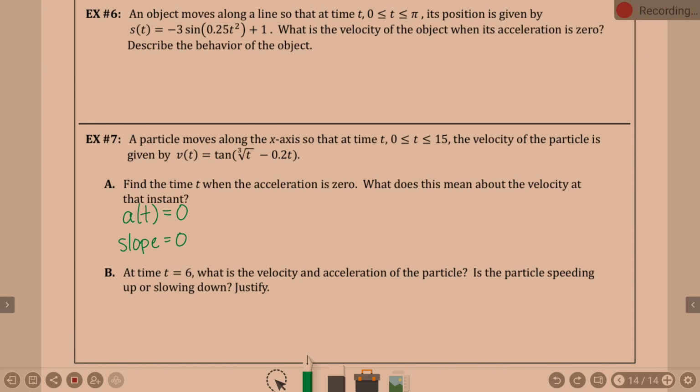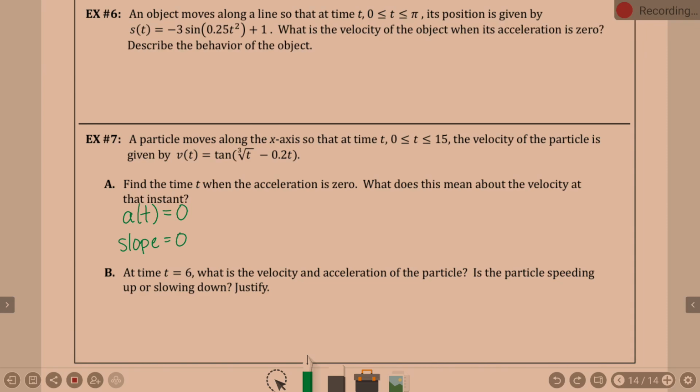Well, 0. I disagree. When are slopes going to be 0? At a min or a max. Slope is going to be 0 at a min or a max. Now, specifically, what interval are we on here? We're on the interval from 0 to 15.